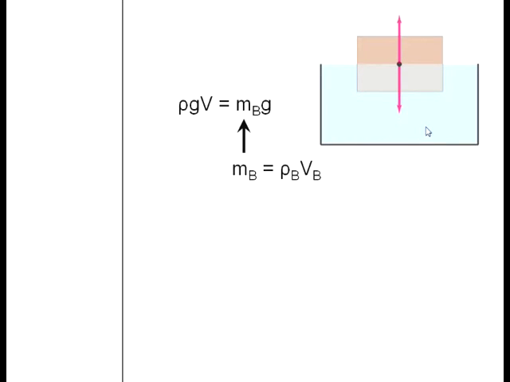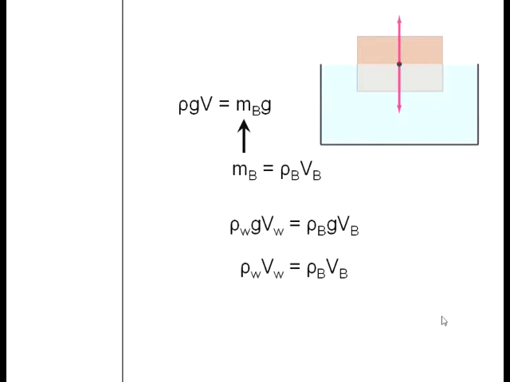And we're going to use my density substitution. I can calculate the mass of that box by the density of the box times the volume of the box. Now this volume is the volume of the entire box, while this volume is the part that's just underwater. So we can use this relationship then. Notice that the g is going to cancel on both sides.